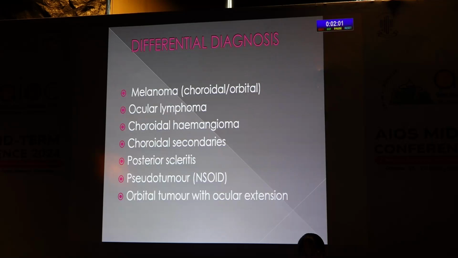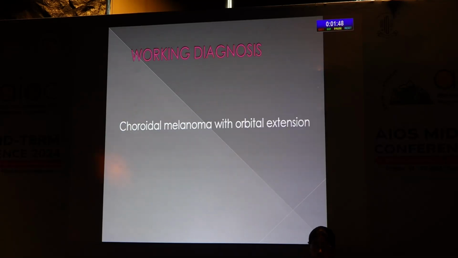There were a few diagnoses because of the pigmentation. We also kept melanoma in mind, ocular lymphomas, choroidal hemangiomas, choroidal secondaries, posterior scleritis and whatnot. Choroidal melanoma with orbital extension was our working diagnosis when we proceeded.